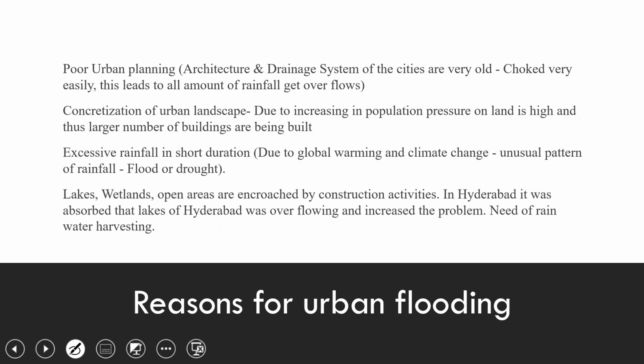So poor urban planning is one of the reasons for urban flooding. We have a poor architecture and drainage system. The drainage systems that we have in the cities are the old ones. Hyderabad is one of the oldest cities. The drainage system and the architecture of the buildings are very old. We have to change it. That poor urban planning leads to flooding.